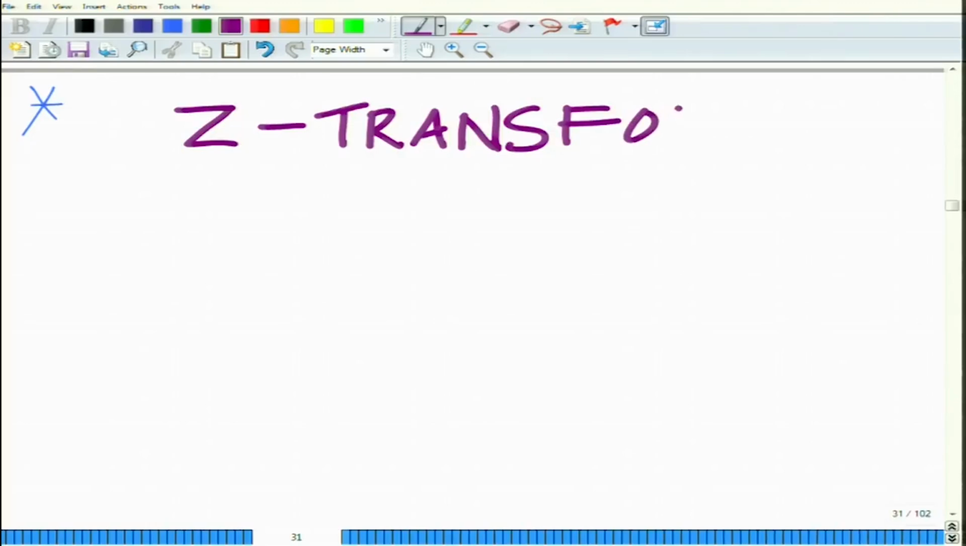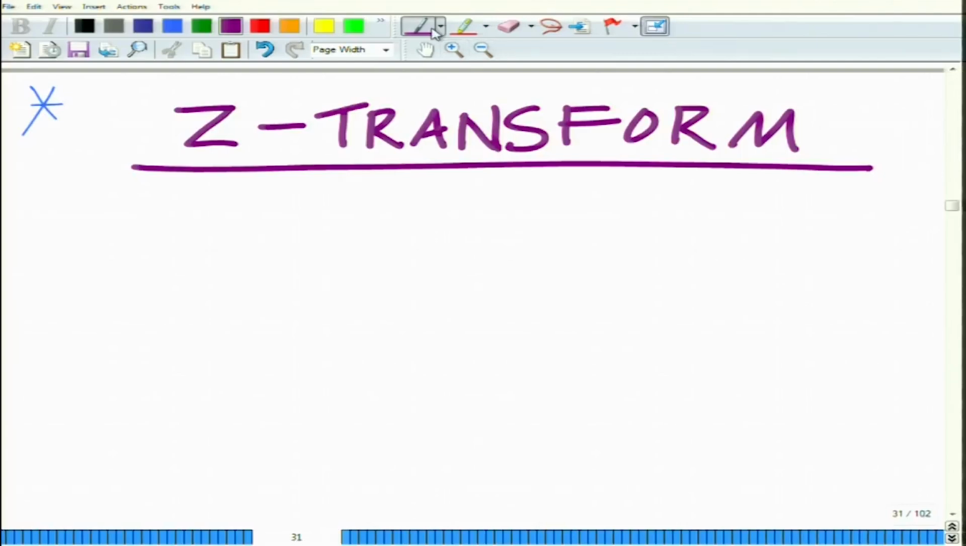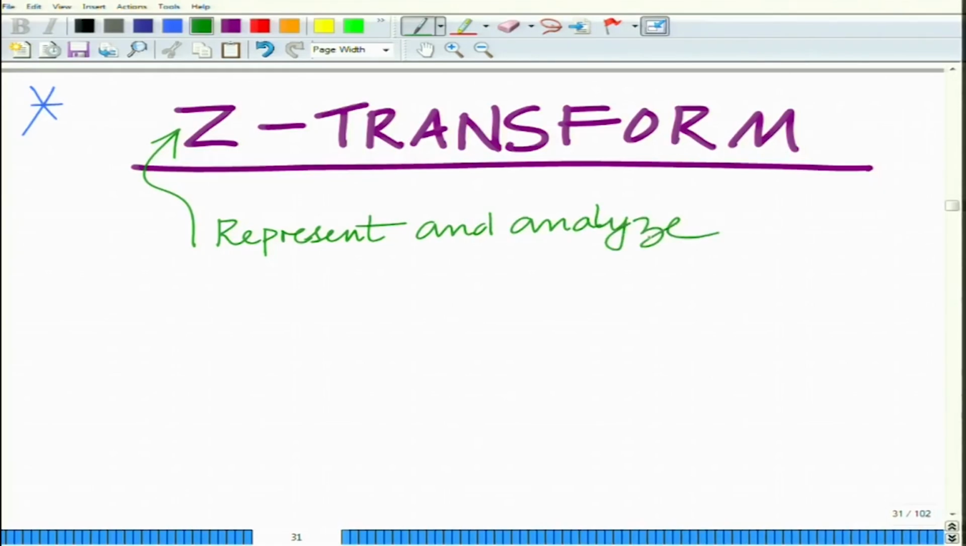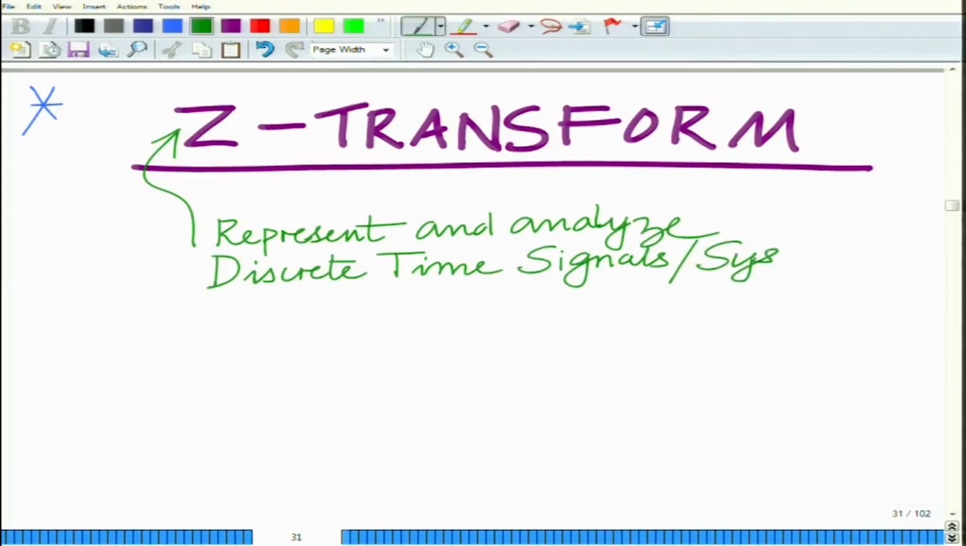We want to start looking at a new concept, the Z transform, which is basically to represent and analyze discrete time signals and systems. We have seen the Laplace transform, which is for analyzing continuous time signals and systems.